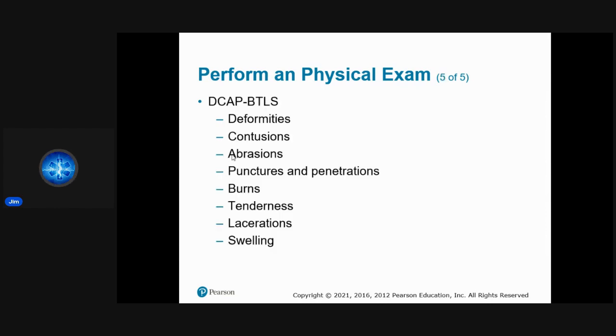All right, these are important to know as well. These are what we're looking for with a physical exam on trauma patients. We're looking for DCAP-BTLS: deformities, contusions, which are bruising, abrasions, which are like scrapes, like road rash, punctures and penetrations, burns. We're going to be looking for tenderness or feeling for tenderness, lacerations or cuts, and swelling or edema.